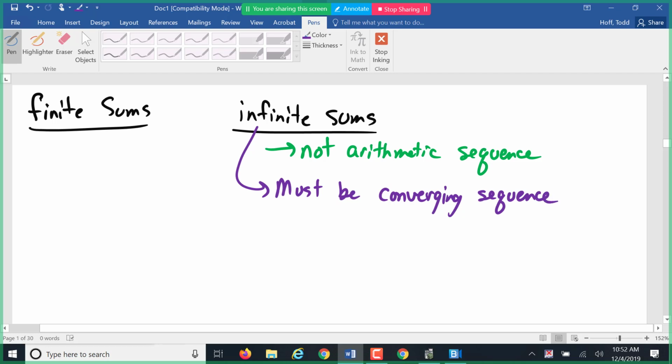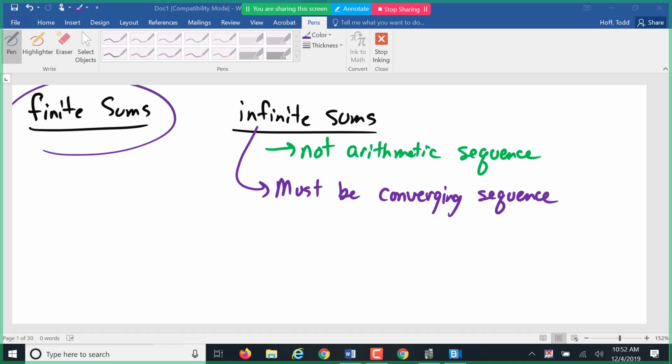We're not going to talk too much about converging sequences in this course, but if you go on to calculus, that is a term that comes up a lot. It's converging versus non-converging sequences, and how do you prove it? For arithmetic sequences, if we added an infinite number of terms together, it's always going to blow up to either positive infinity or negative infinity. So we're going to stay away from that and work strictly with finite sums.